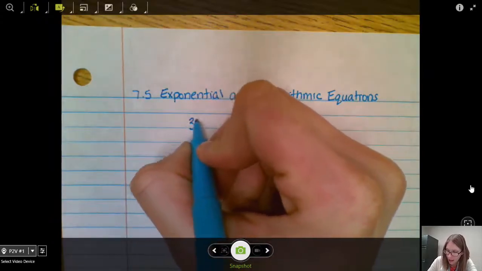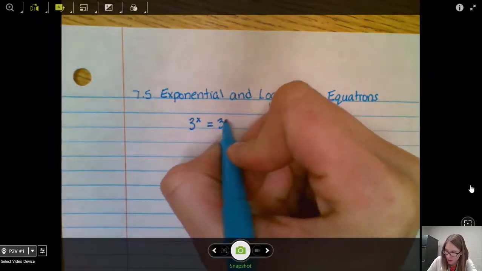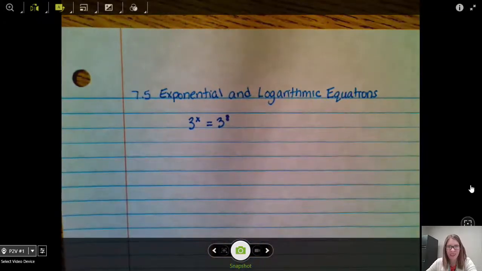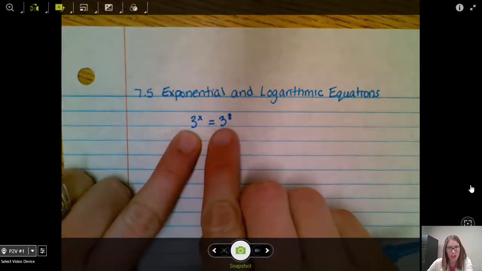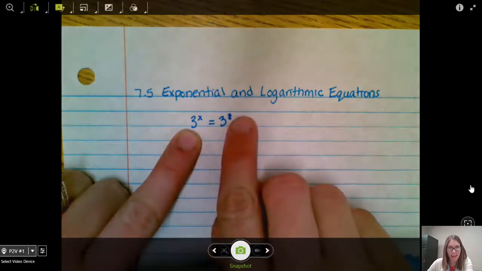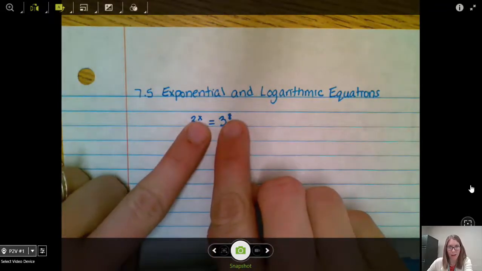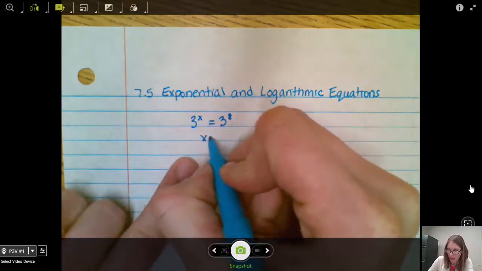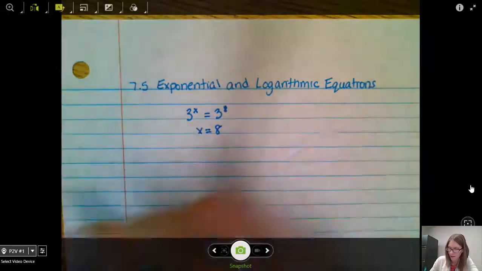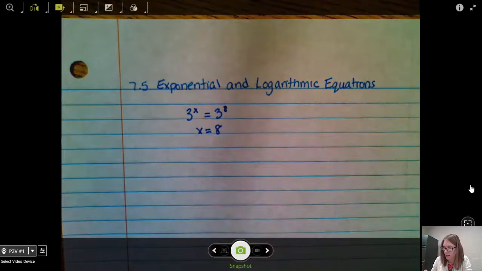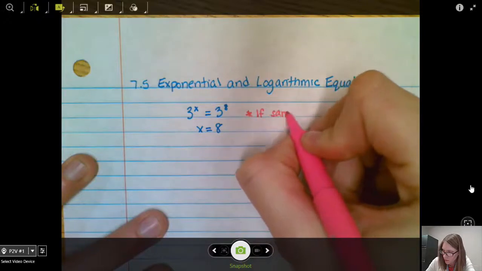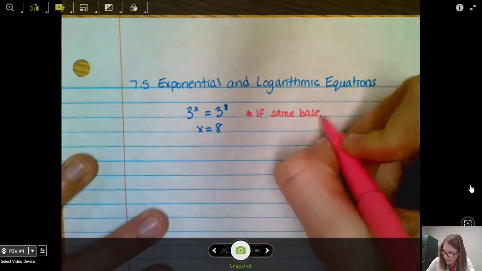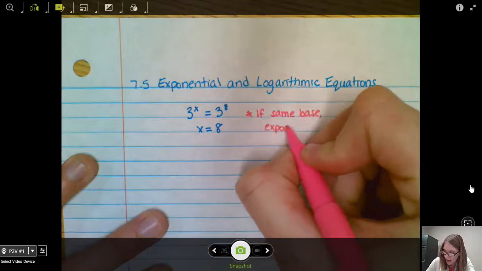If I had 3 to the x power equals 3 to the 8th power, let's think for a second about what x is. 3 is my base on both sides of this equation. So if I have 3 to a power equaling 3 to the 8th, that means these exponents have to equal each other. That means x has to equal 8. All right, so if we have the same base, exponents have to equal each other.